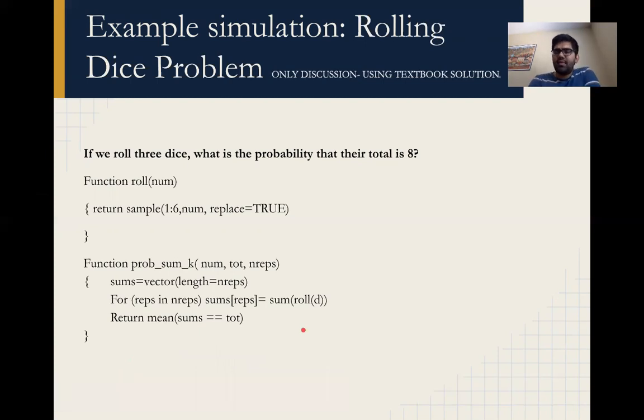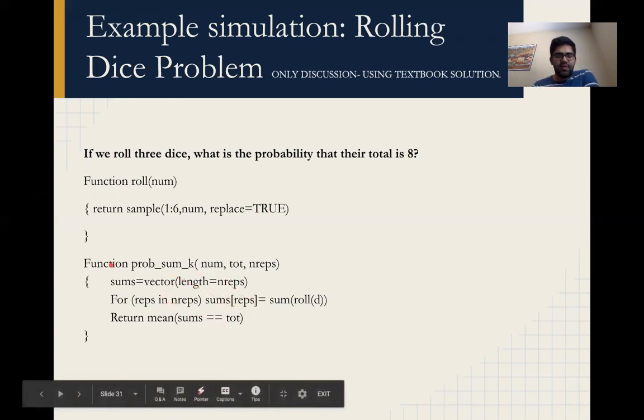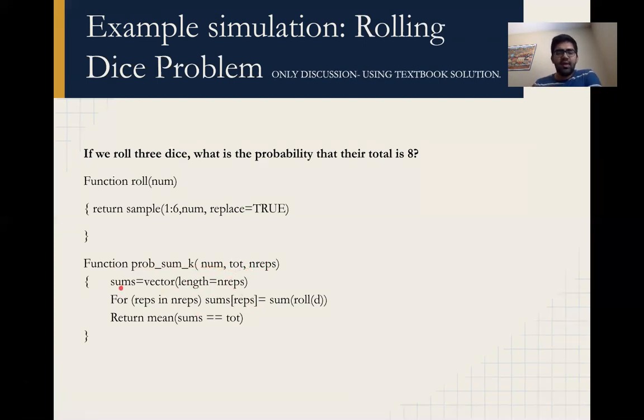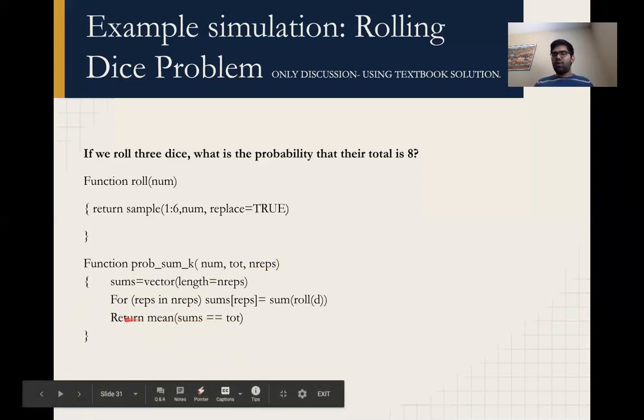This is the second type of solution that was given in the textbook. So what they did here is function probability sum, total value, number of repetitions. Here what they're saying is that the sum is a vector of length n reps. So for every repetition they're making a vector of the length of the number of repetitions I'll be doing. And they'll just store the sum in each one of them. And whenever the sum is equal to the total, that is what you want, they'll return that value.